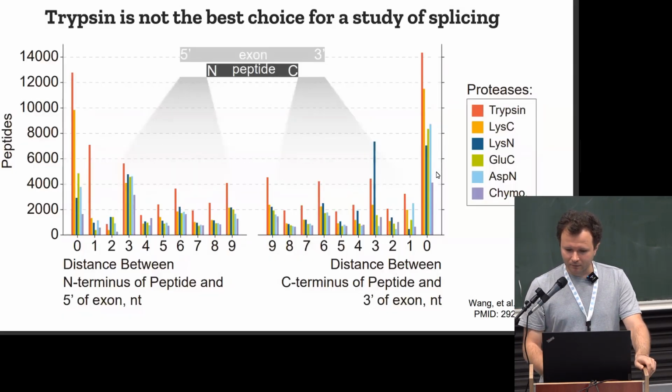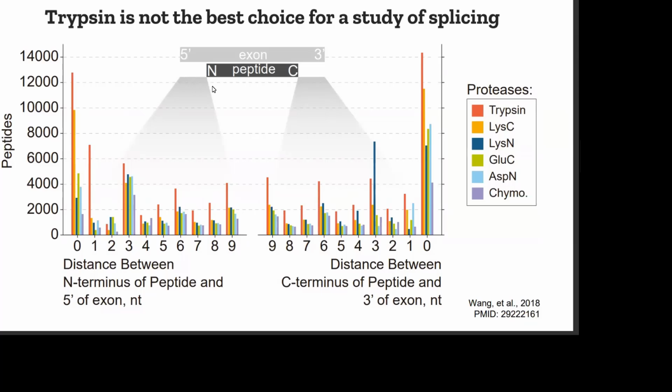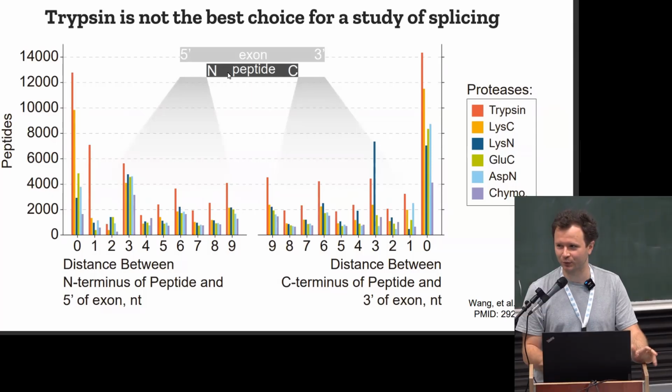Okay, great. One thing I have to say in advance: whether trypsin is the best choice for studying splicing is a bit controversial, and there's actually a funny and sad reason for that. If you try to map your peptides to the genomic coordinates, as Helen described, and you focus on the distance between the 5' of the exon and the N-terminus of the peptide in terms of genomic coordinates, you will find a really high peak when the distance is 0.